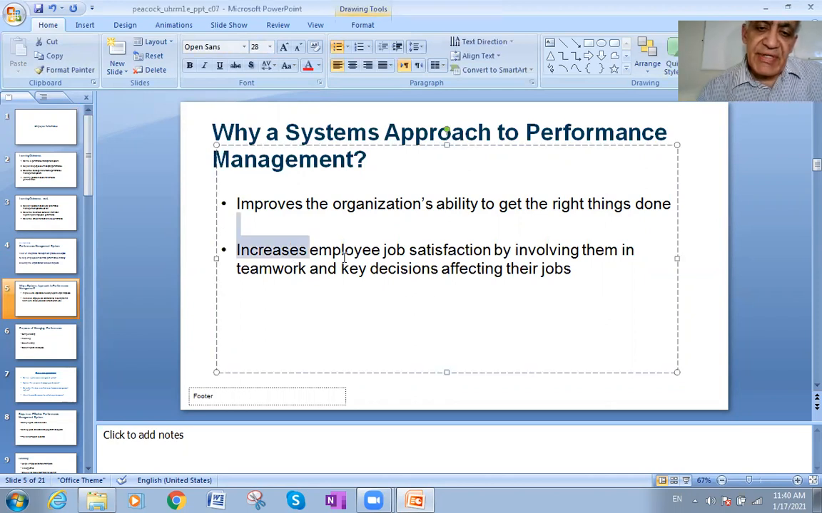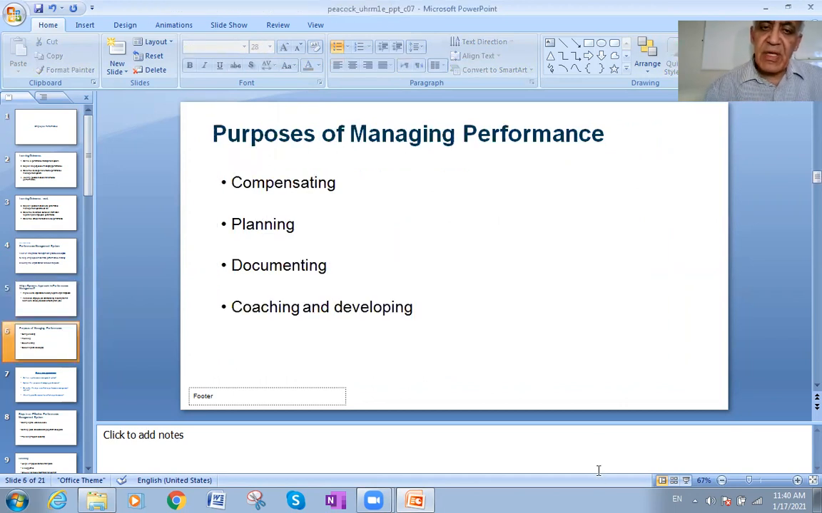Increase employees' satisfaction by involving them in teamwork and key decisions affecting them. When you empower the people who are working in your company, when you empower your employees to participate in decision making, by leaving for them the way, like management by objectives, just to do the tasks. You tell them our task is like this and it's left to you the way you will do it. So you are empowering them.